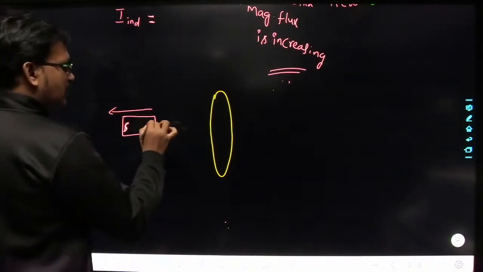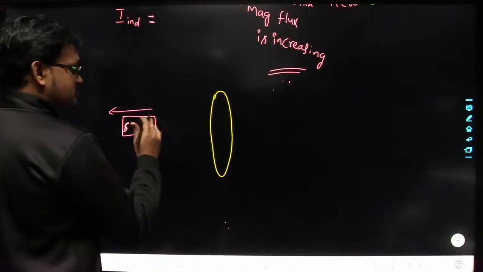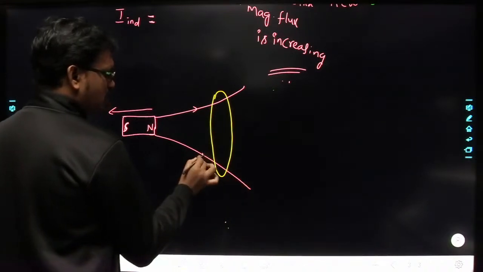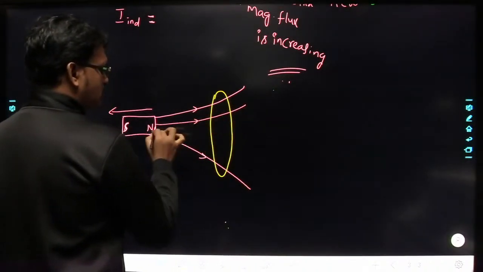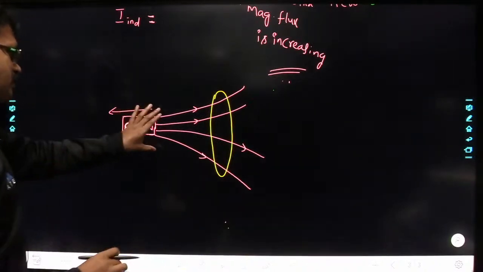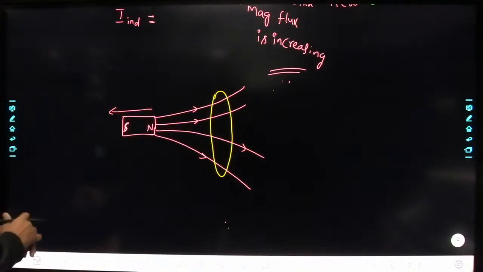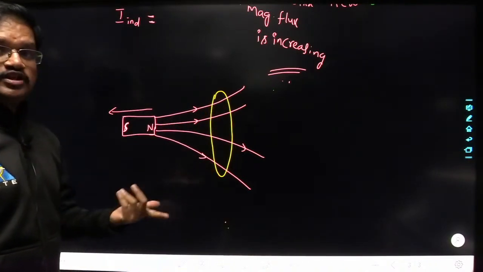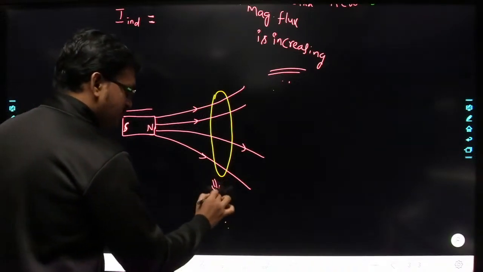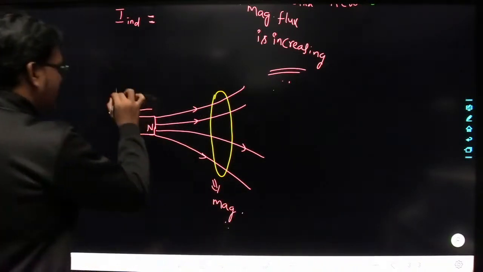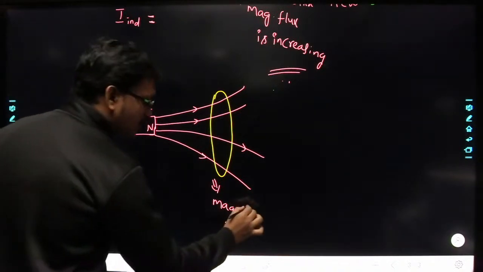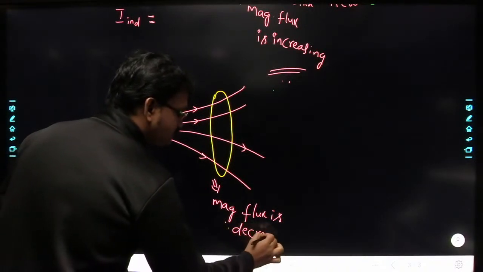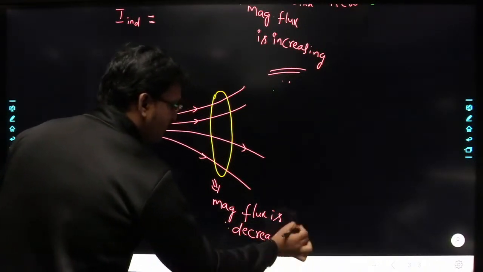We know that the field lines are going to leave the north pole. Now, as the magnet is moving away from the loop, the number of field lines penetrating through this loop is going to decrease with respect to time. So in this second case, the magnetic flux is decreasing.